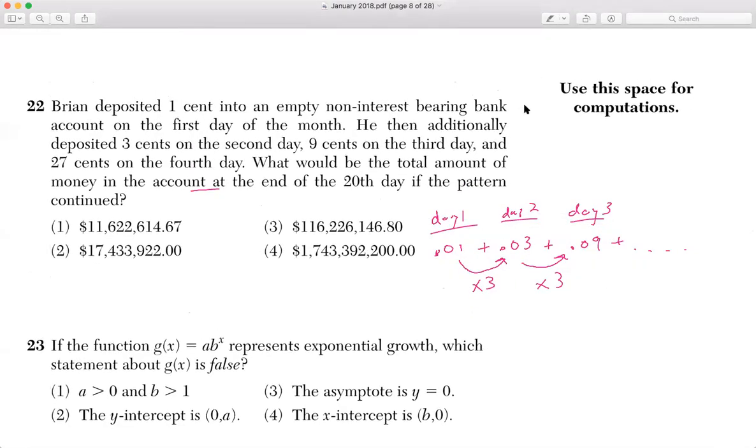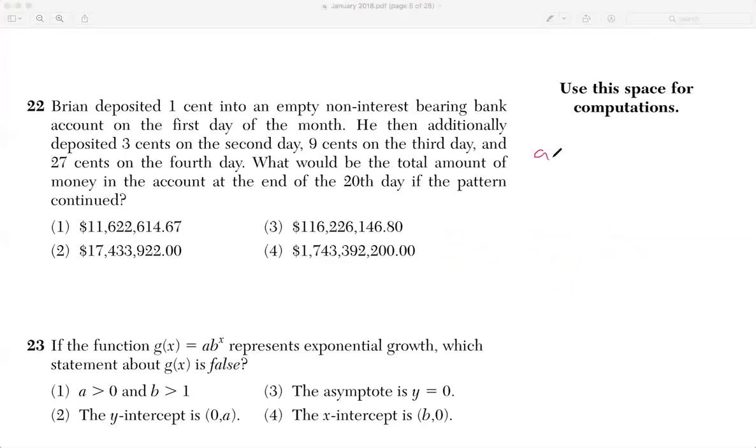We're almost done with multiple choice. So it's A1, I'll explain what these things mean. A1 is the initial amount, so that's 1 cent, minus A1 again times r to the n, over 1 minus r. r is the multiple. I told you that he was multiplying it by 3 each time. And then n is the number of times. n is 20. Over 1 minus 3.